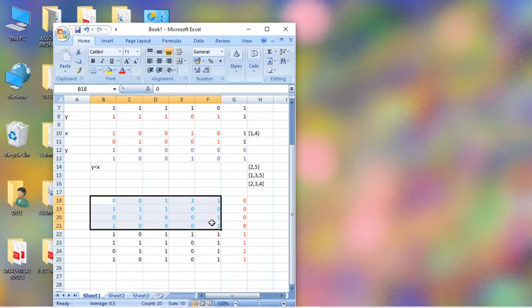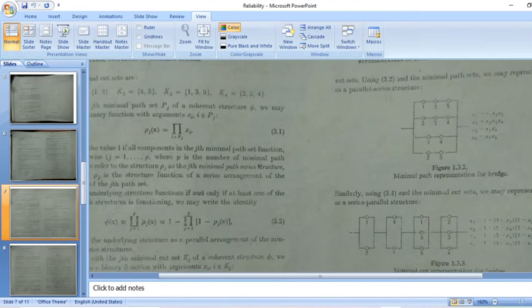There are several cut vectors, but these are minimal cut vectors, because when we move any one of the components from the failed state to the functioning state, the system goes from the failed state to the functioning state. That is the speciality of minimal cut vectors. So these are the minimal cut vectors of the structure function.